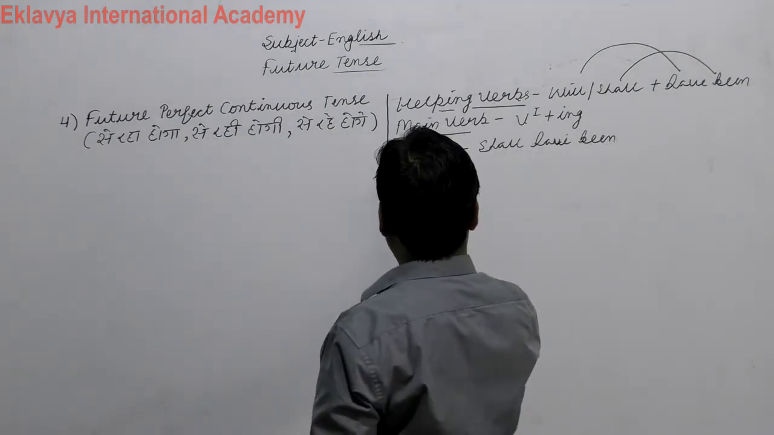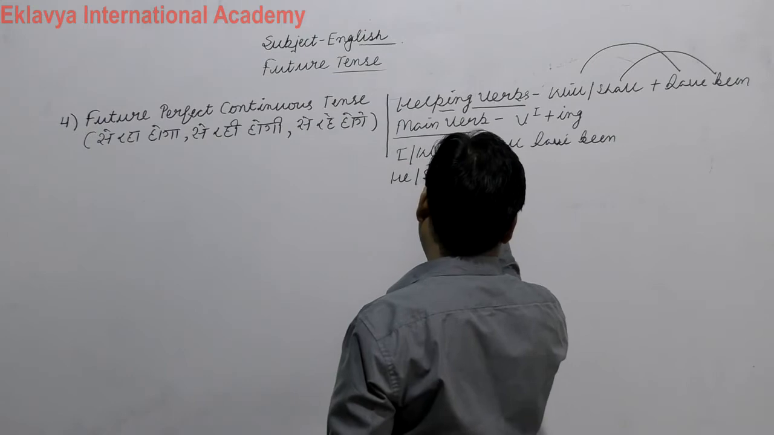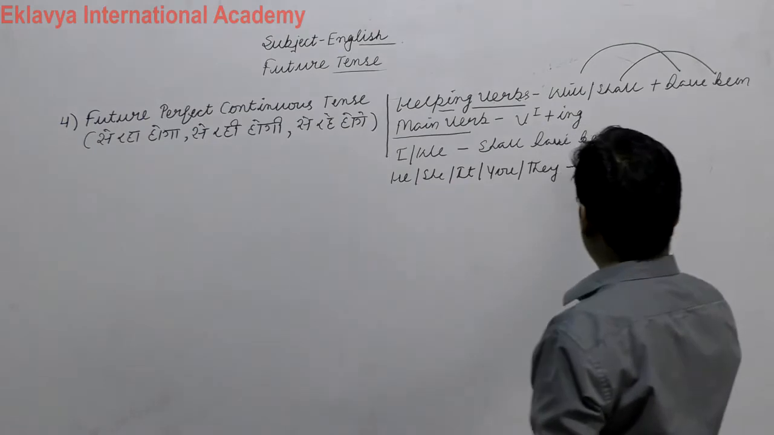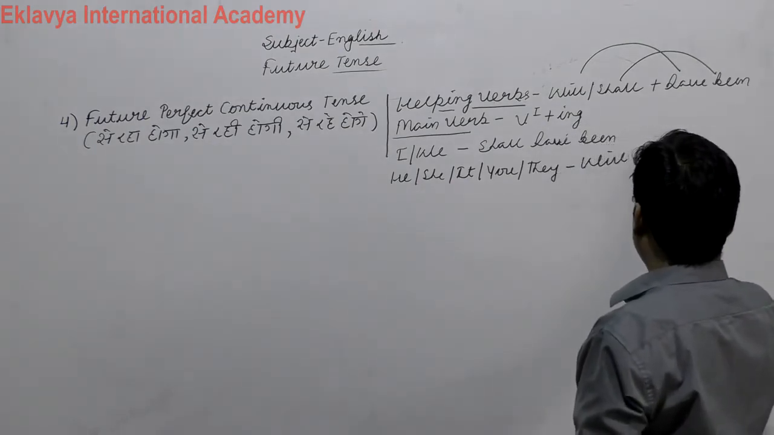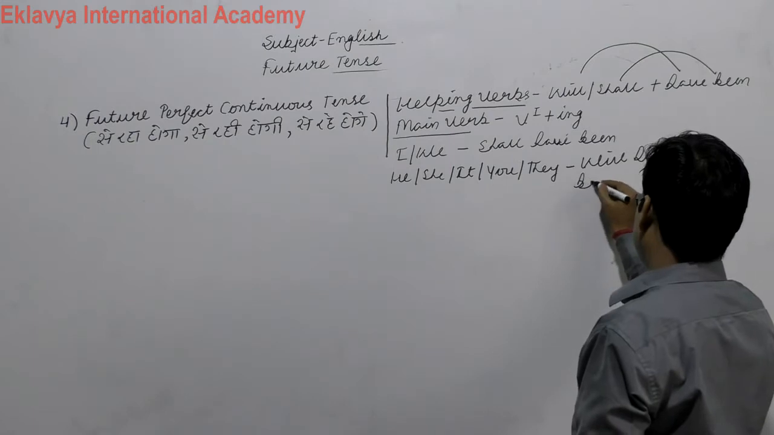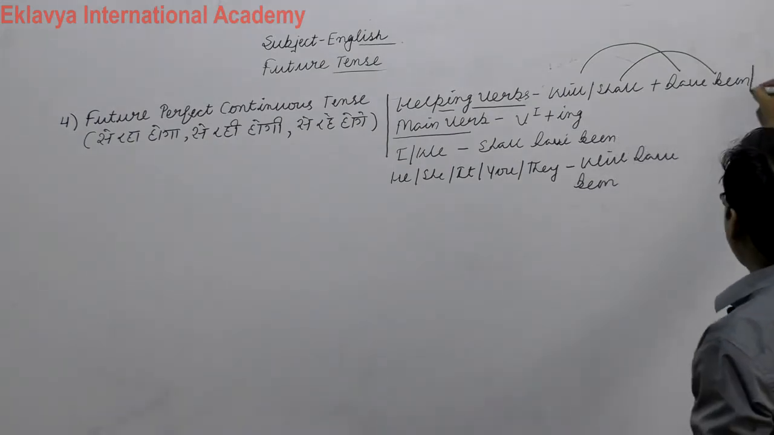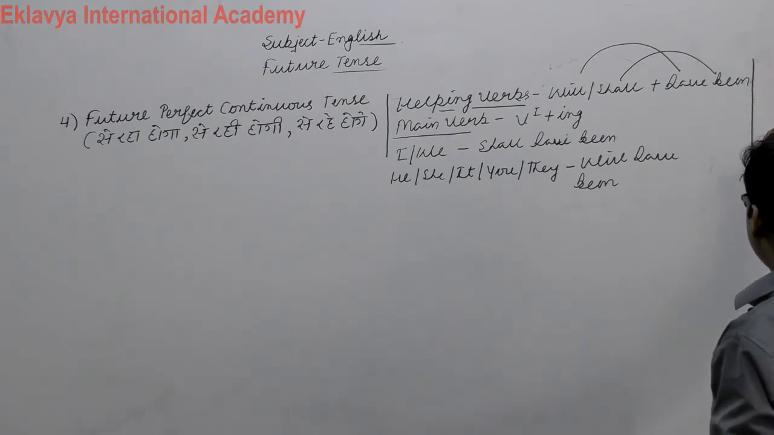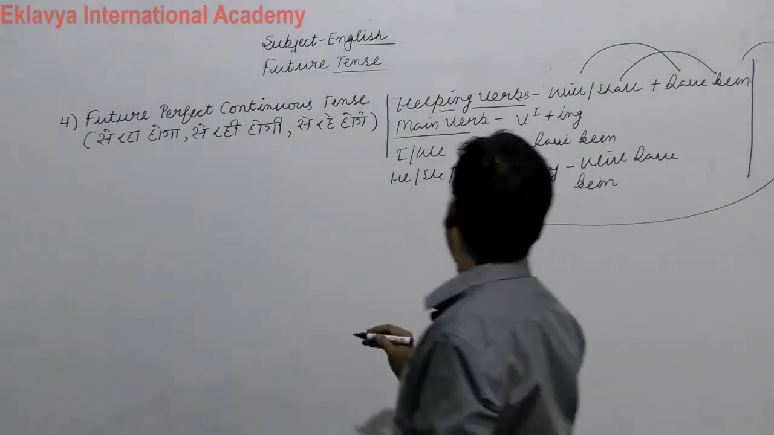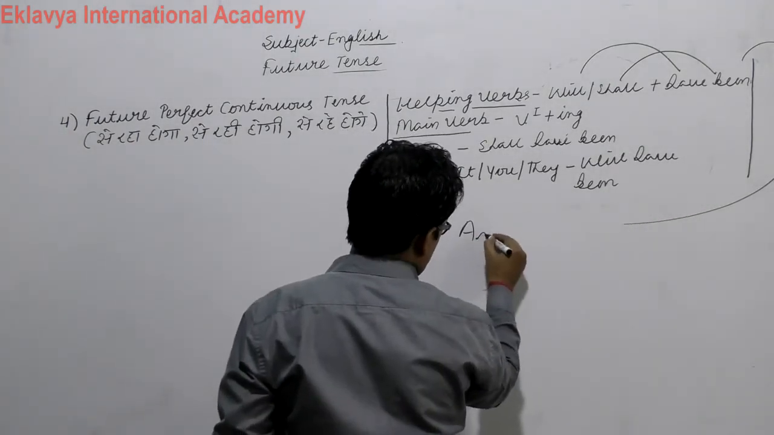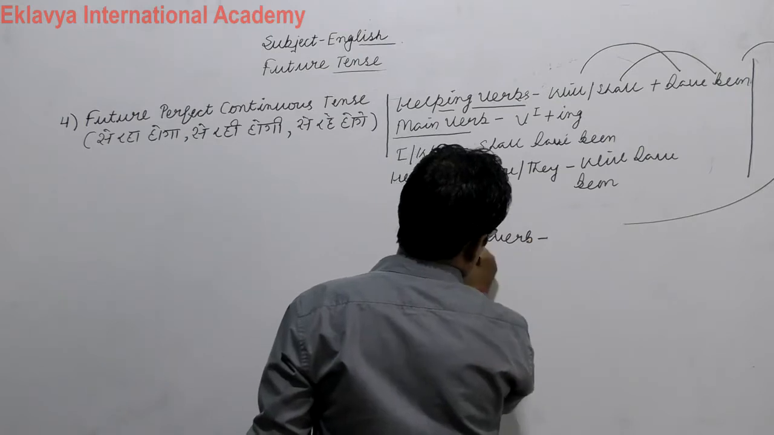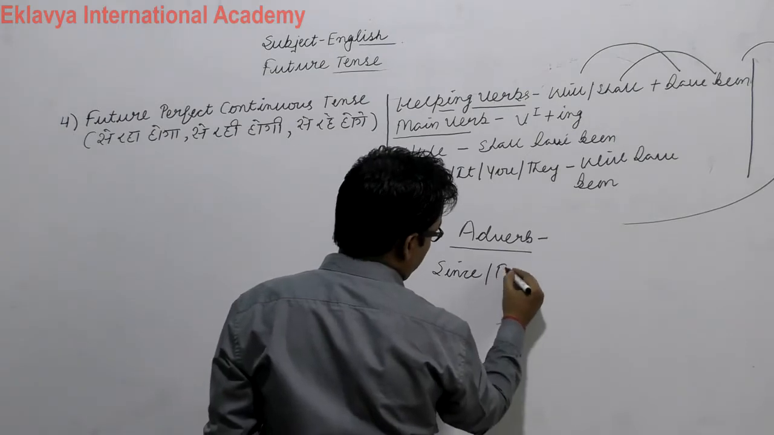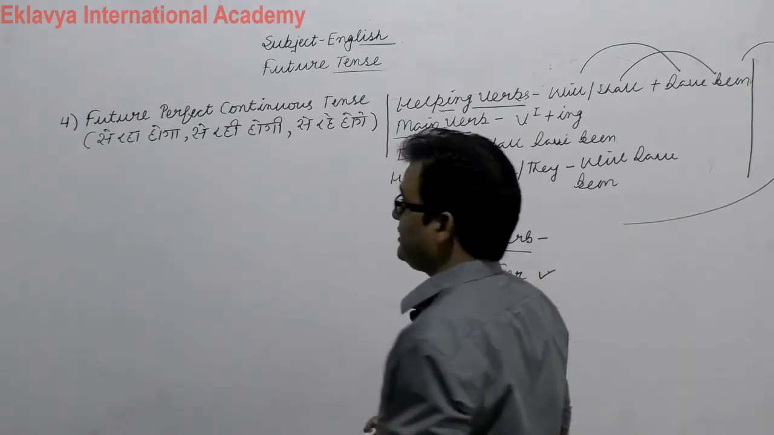And with he, she, it, we'll use will have been. Okay, and here we have the point column number 4. It is basically our adverb. Just mention adverb there. Adverbs are since and for.